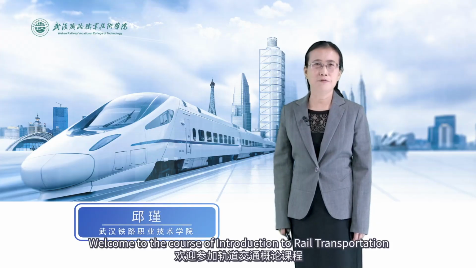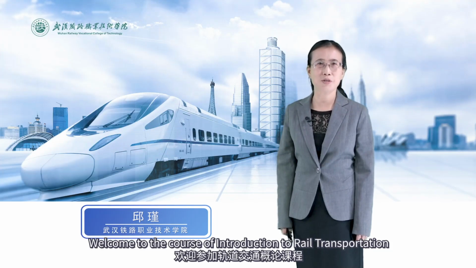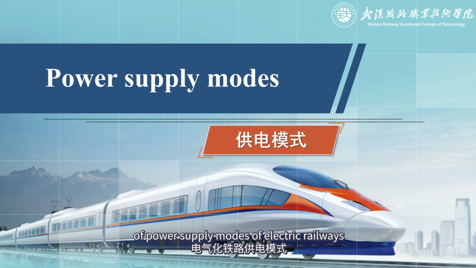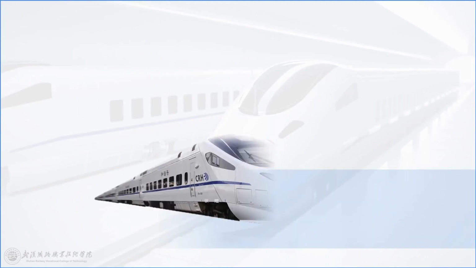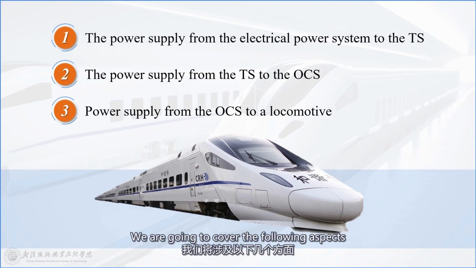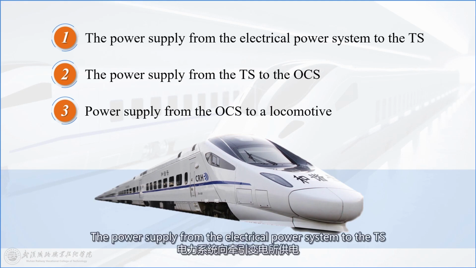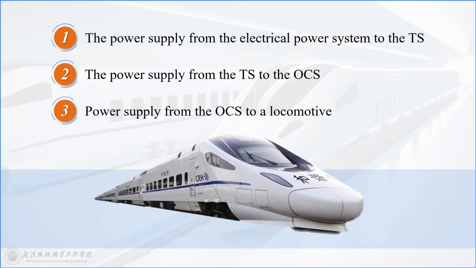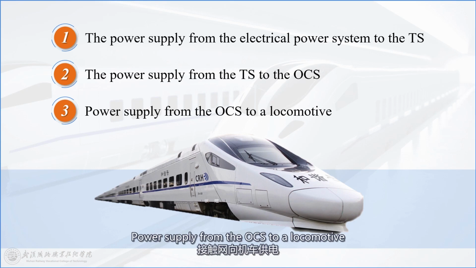Welcome to the course of Introduction to Rail Transportation. In this lecture, we will give a general picture of power supply modes of electric railways. We're going to cover the following aspects: the power supply from the electrical power system to the TS, the power supply from the TS to the OCS, power supply from the OCS to a locomotive.